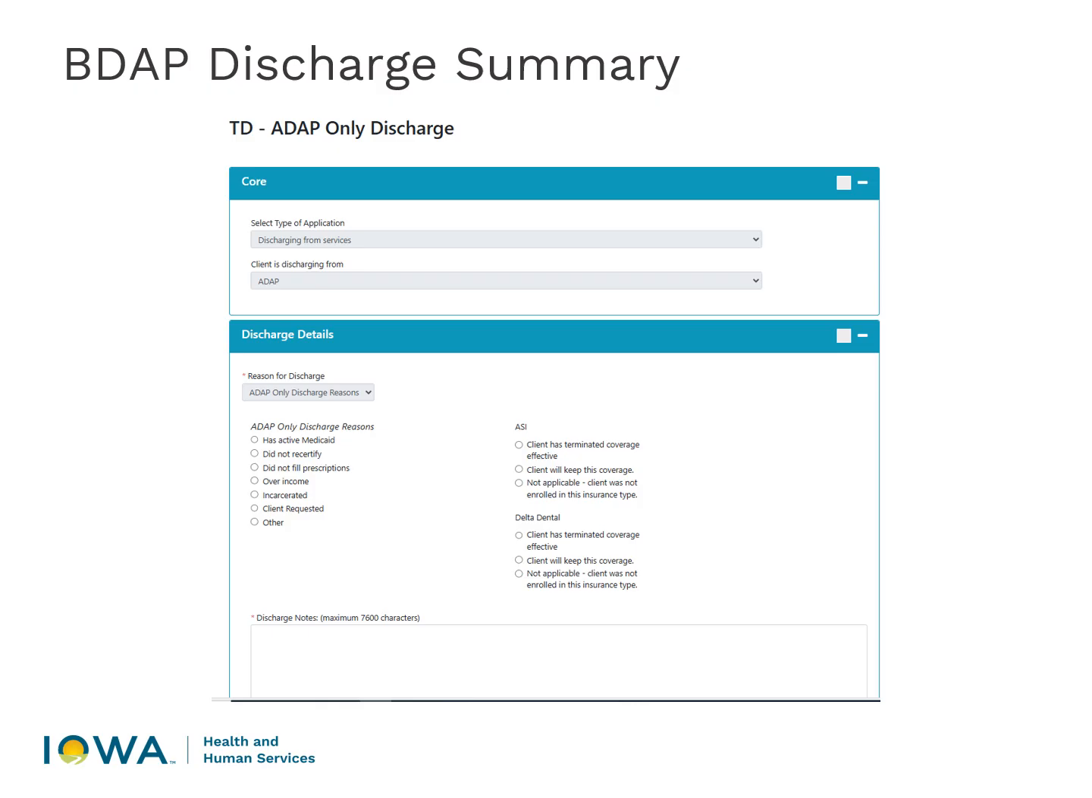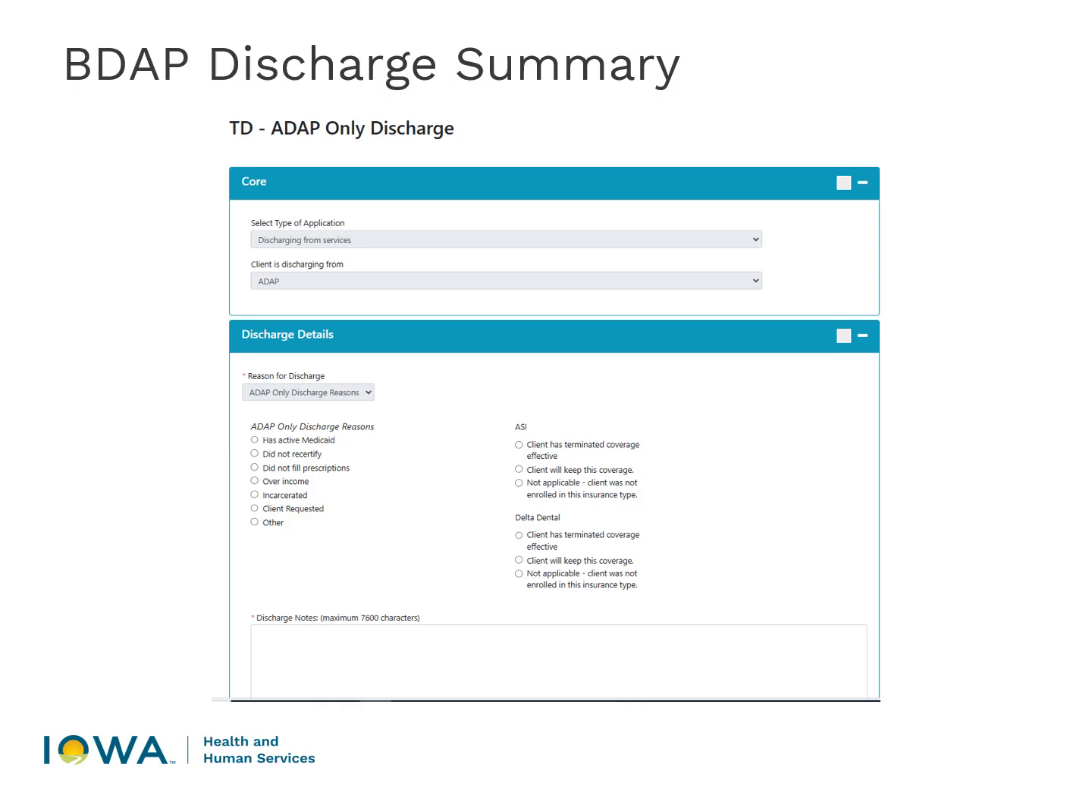So here's an example of a BDAP only discharge. You would choose under application type, discharging from services, and client is discharging from BDAP only. Then the discharge details will auto-populate, and you'll include BDAP only discharge reasons. So some of these reasons could be the client has active Medicaid, the client did not recertify, the client did not fill prescriptions, the client is over income for the program, the client has entered into incarceration, the client has requested that they be discharged from the program.